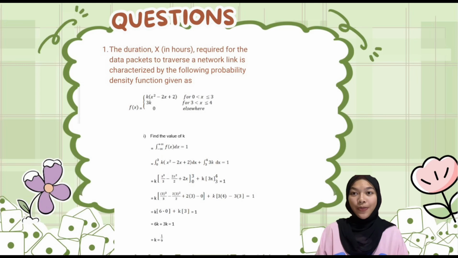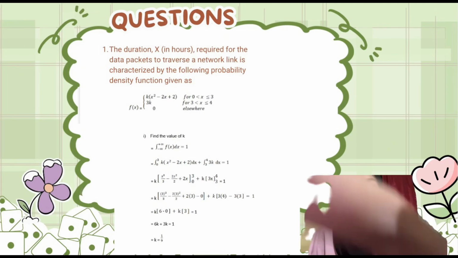3.2 Question for Experiment 2. A. The duration x in hours required for a data packet to traverse a network link is characterized by the following probability density function: f of x equals k multiplied by x squared minus 2x plus 2 for x greater than 0 and less than or equal to 3. f of x equals 3k for x greater than 3 and less than or equal to 4. Otherwise, f of x equals 0.